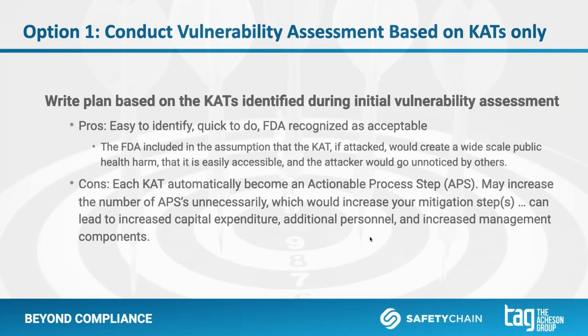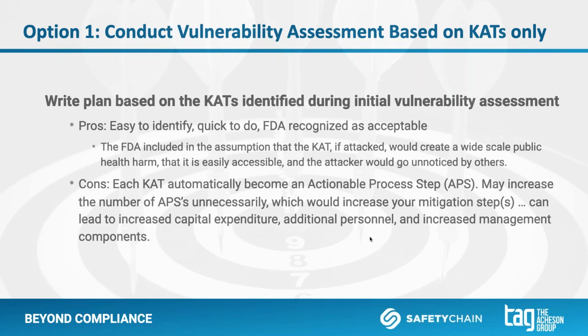Conducting your vulnerability assessment is based on the CAT only. So you can do your vulnerability assessment just by going through your flow chart and say, does this process step meet the true definition of one of those 4 CATs? Yes or no? And it's a valid way to do it. And a lot of companies that I've worked with have done that. And they said, okay, of all of my 35 processing points, I have 6 CATs.